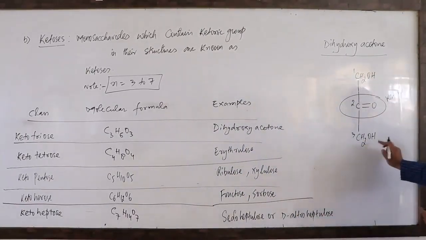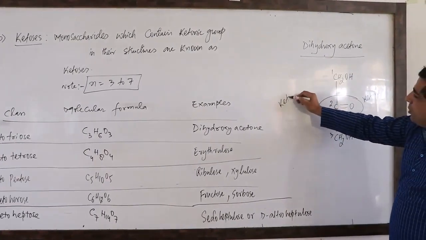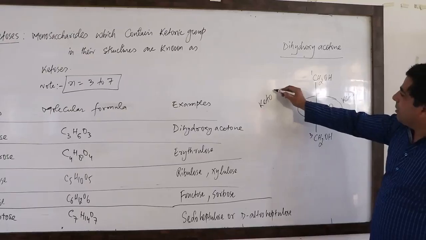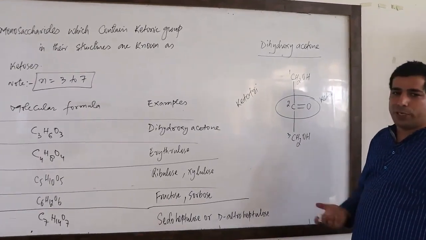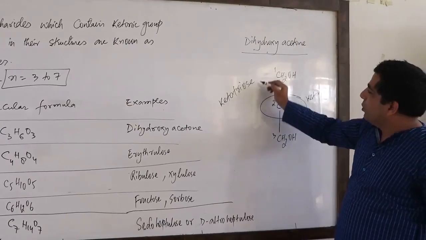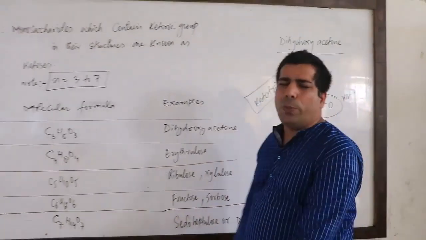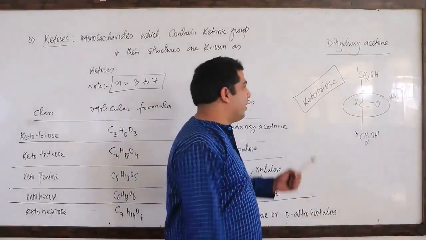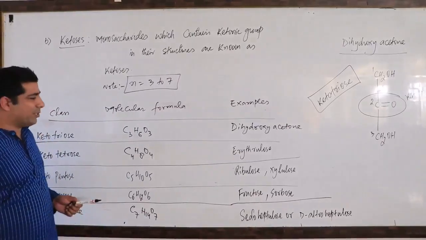So what do you mean by dihydroxyacetone now? It contains ketone, so it's keto. It contains 3 carbon atoms, so it's tri. And obviously it's a monosaccharide, it's a sugar. So obviously it is ose. That is ketotriose we have here. I hope you have understood this particular example. And exactly the others will follow the same pattern.